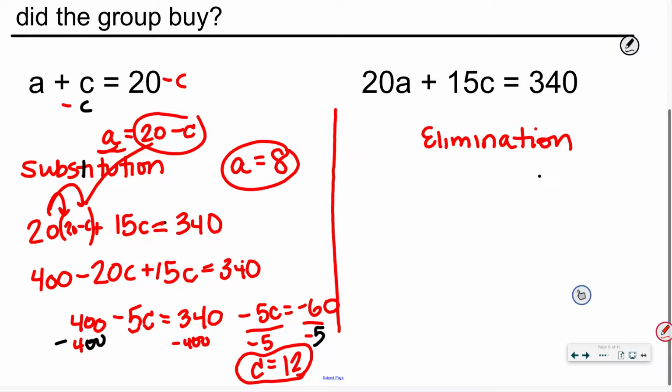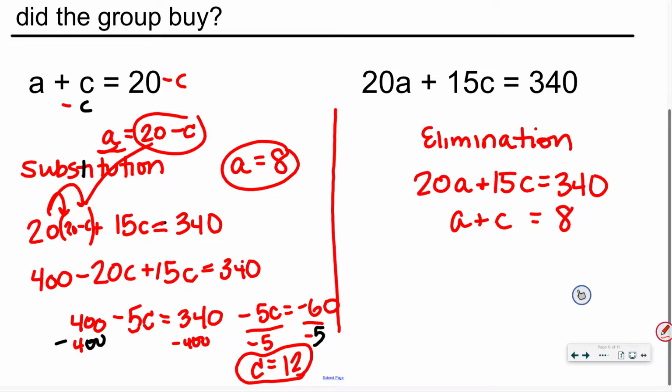Now, if we wanted to eliminate, we'll go through this one a little bit faster so that you have plenty of time to practice your own. We have 20A plus 15C equals 340, and then A plus C equals 8. Jordan, help me out. What can I do here? I multiplied it by negative 20. Negative 20. What variable is Jordan trying to eliminate if she's multiplying by negative 20? The A, absolutely. She would have written this out.